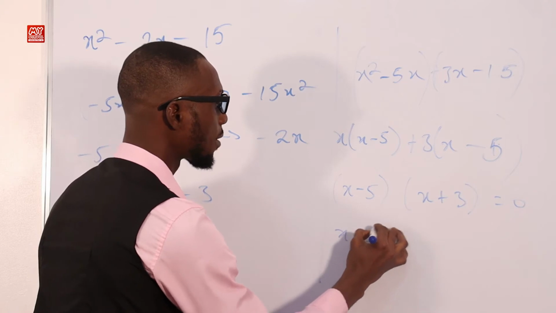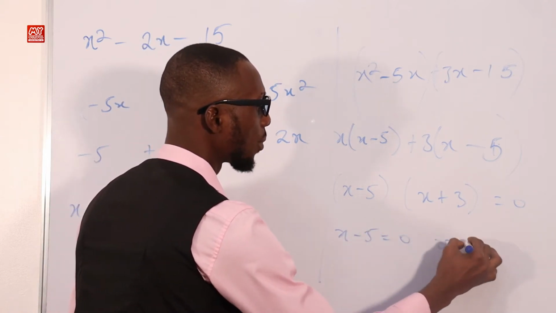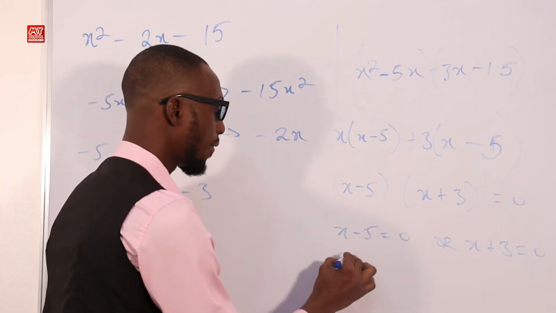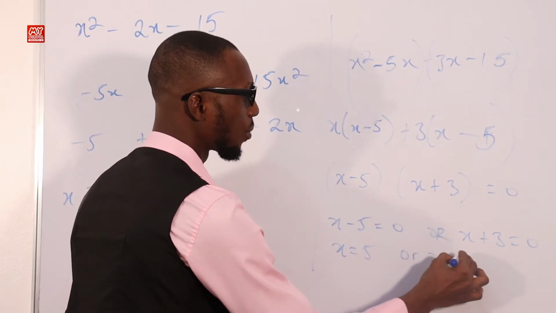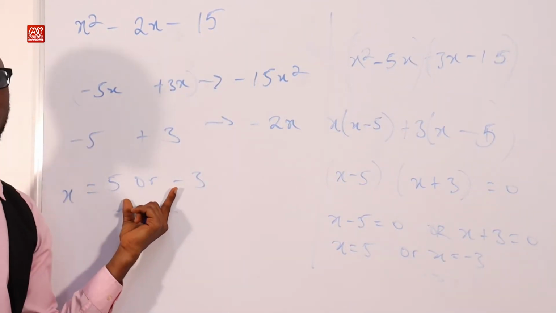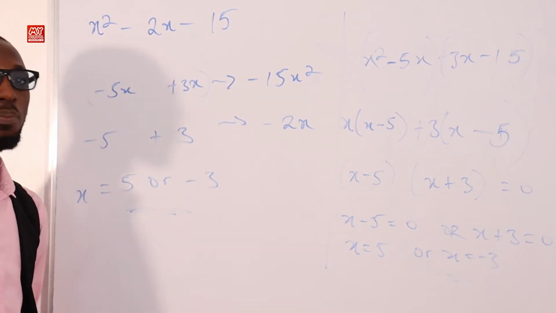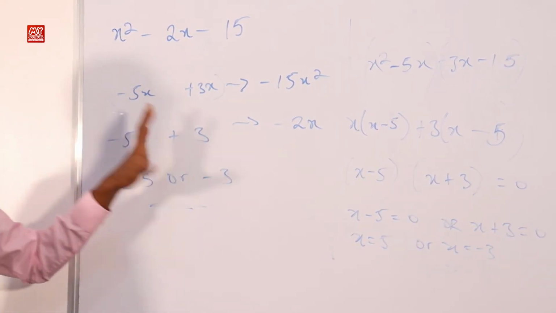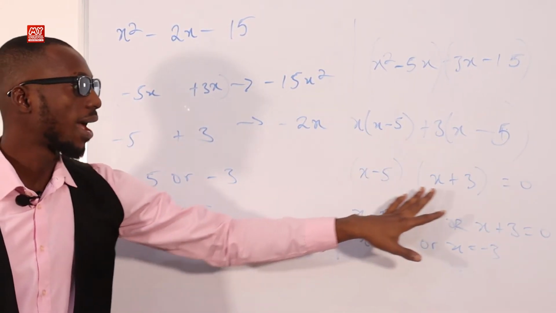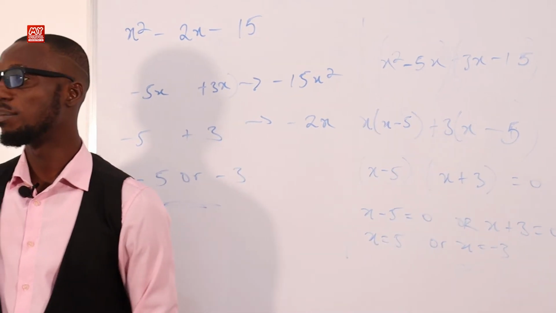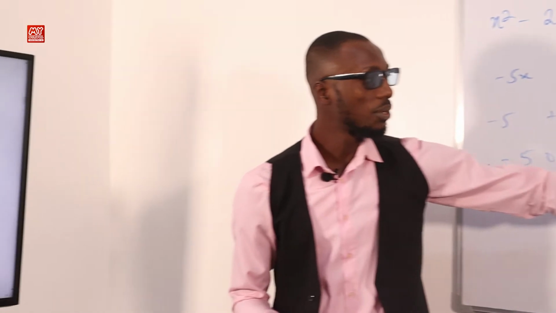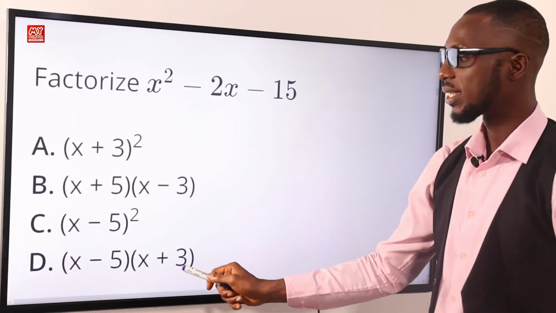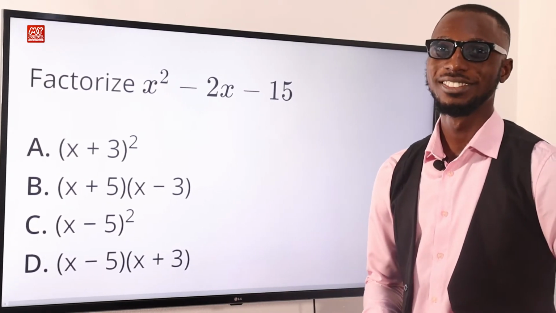That is x minus 5 equals 0, or x plus 3 equals 0. When this minus 5 goes outside, it becomes plus 5. So I have x equals 5 or x equals minus 3. For speed and accuracy, just tap into this 5 or minus 3. These are the roots, x minus 5 and x plus 3. So join me as we go back to the board and select the correct option, minus 5 and plus 3. So option D is the correct option.